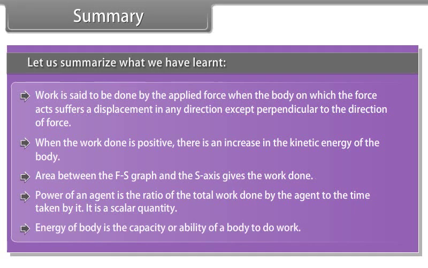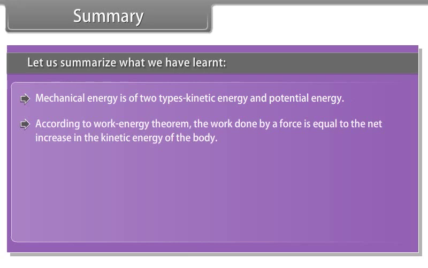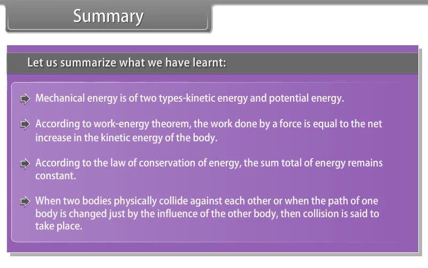Energy of a body is the capacity or ability of a body to do work. Mechanical energy is of two types, kinetic energy and potential energy. According to the work energy theorem, the work done by a force is equal to the net increase in the kinetic energy of the body. According to the law of conservation of energy, the sum total of energy remains constant. When two bodies physically collide against each other, or when the path of one body is changed just by the influence of the other body, then collision is said to take place.